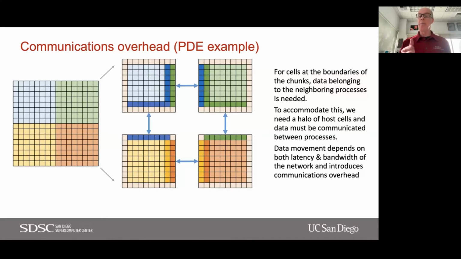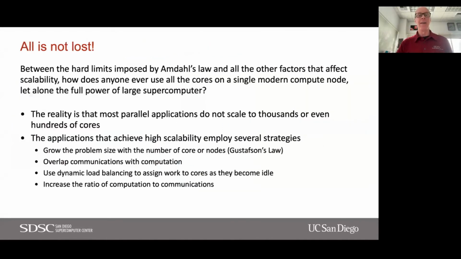We're going to be limited both by the latency, how long it takes to communicate that first byte of data, and by the bandwidth, the rate at which we can move the data. So this is going to further impact the performance of a parallel application.